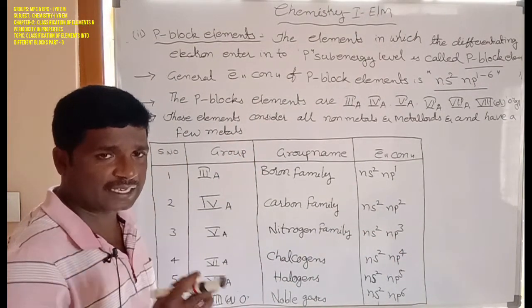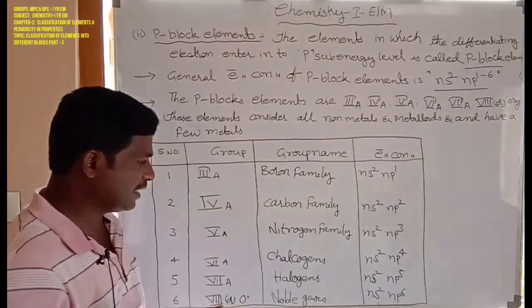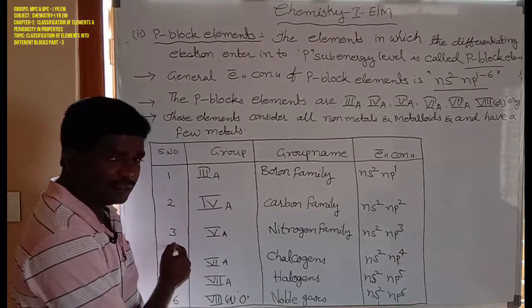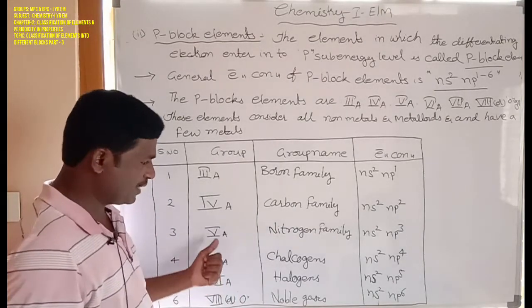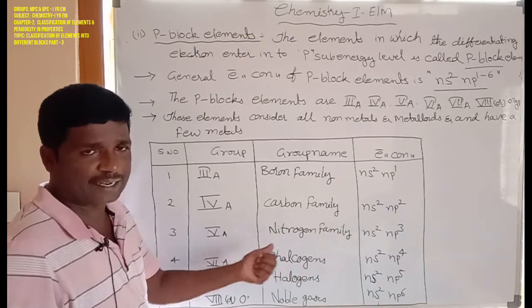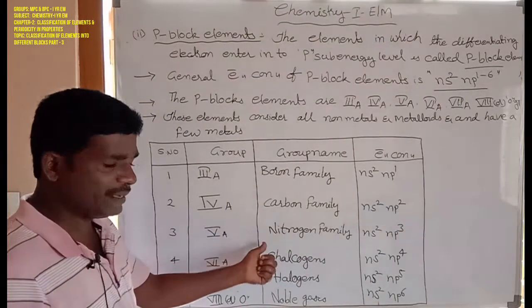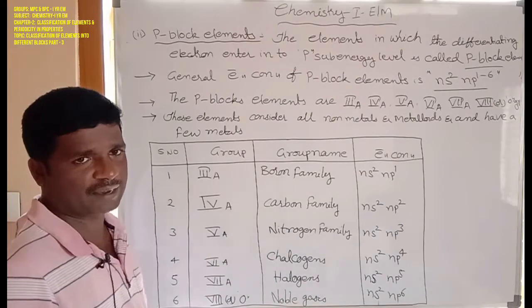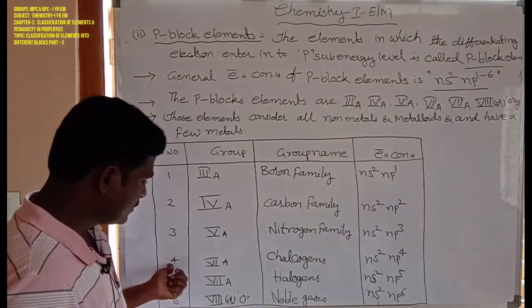The outermost valence shell has only 5 electrons, so these are called fifth A group elements. The fifth A group elements are also called the nitrogen family. Which group name is the fifth A group? Nitrogen family. Next, another one.